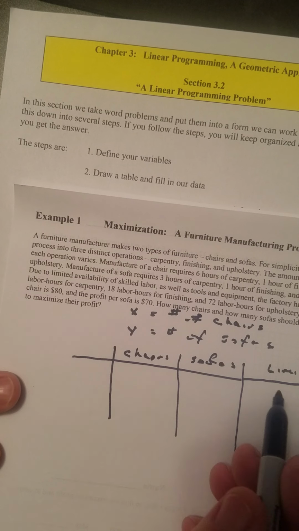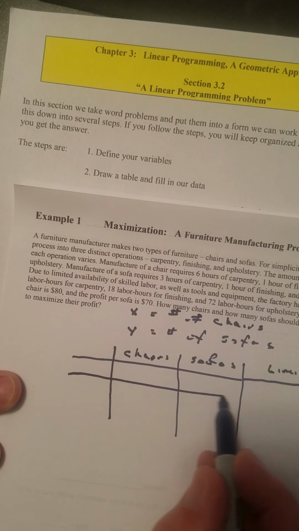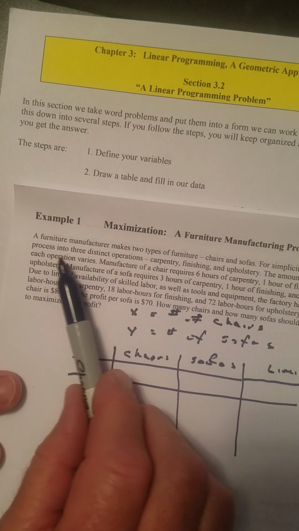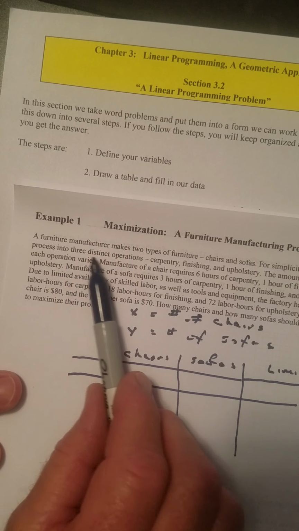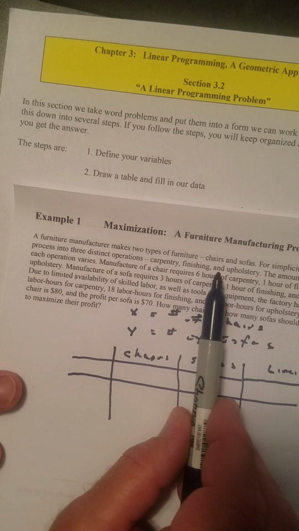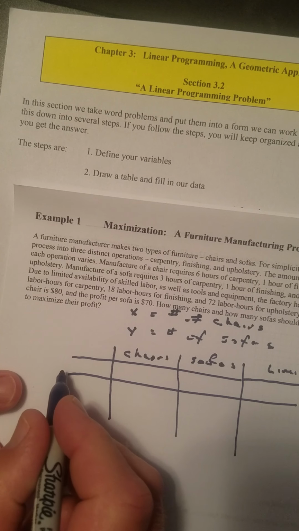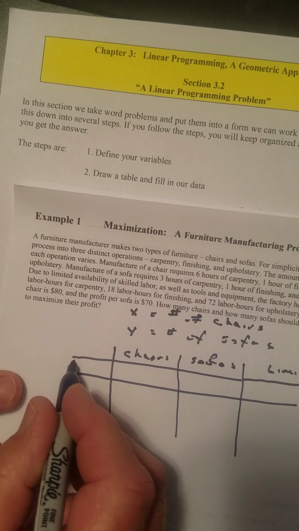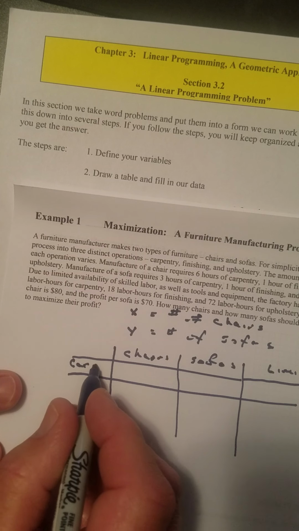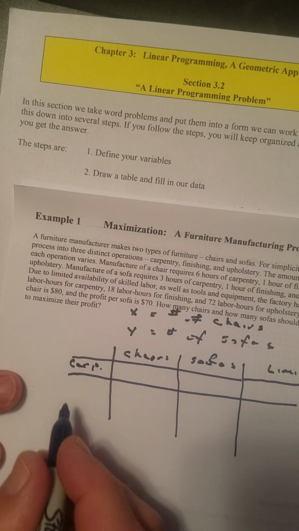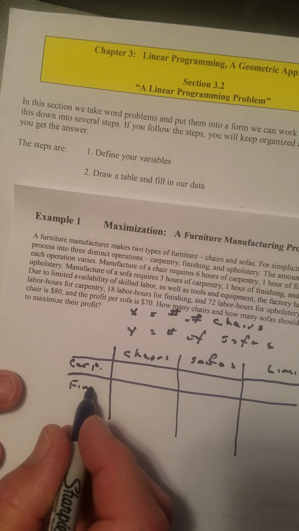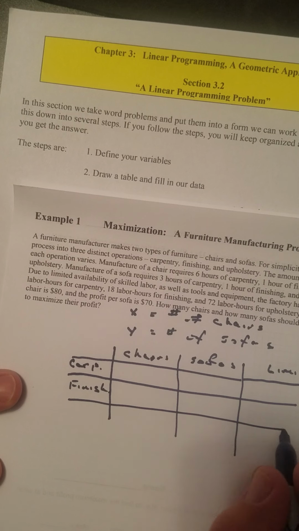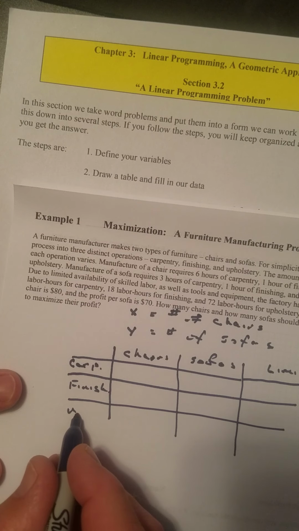What are we limited on? Well, in this problem there's three things. If you go back up here, we've got three operations. We've got carpentry, finishing, and upholstery. I'll abbreviate: carpentry, finishing, and upholstery.